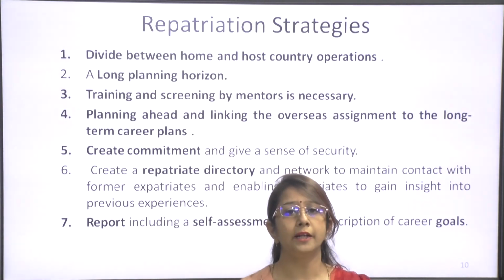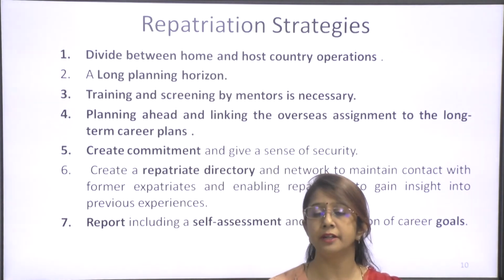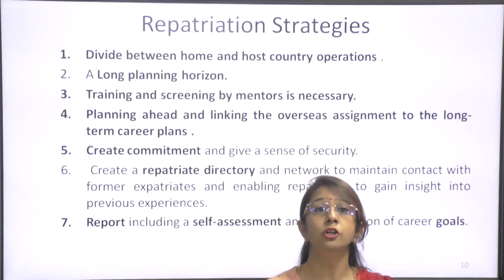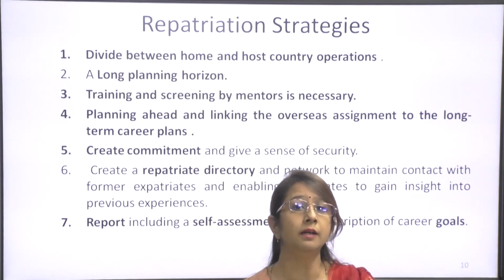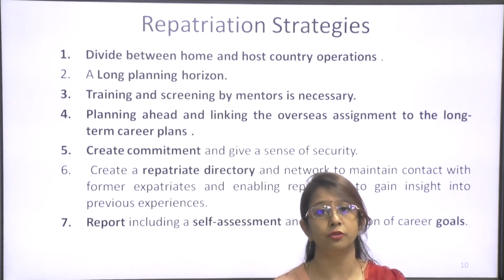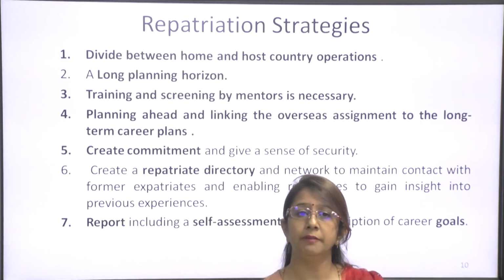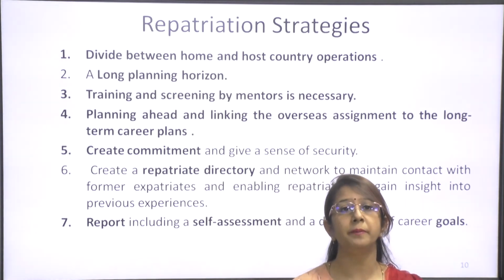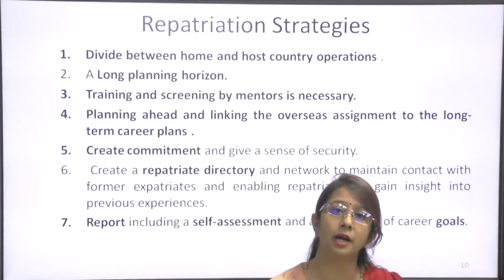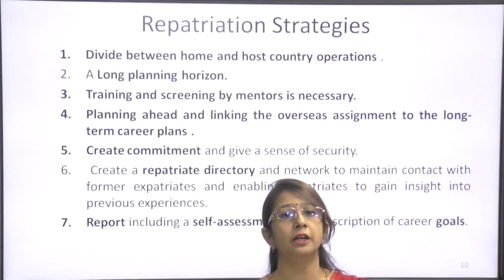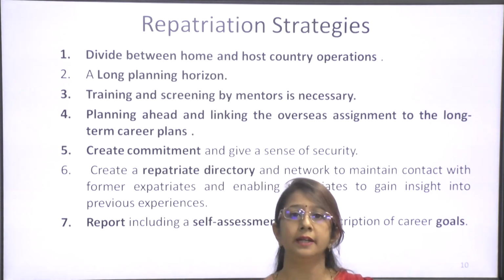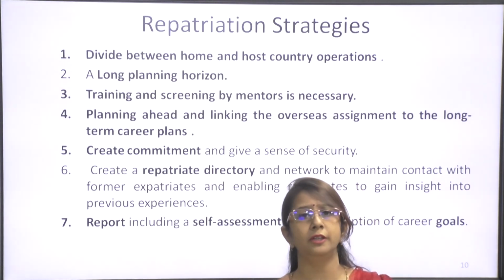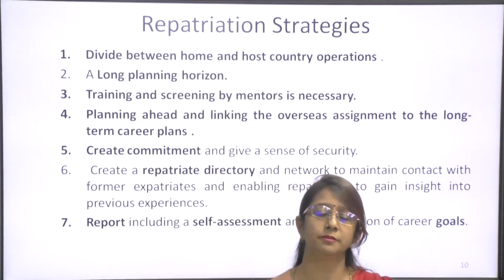Then a long term planning horizon: your repatriation should always be accompanied along with the expatriation. That means, along with expatriation you need to give all the information till the person returns to the home country. So, this is very long term planning when we talk about repatriation strategies. Then training and screening by mentors is necessary. A trainer, screener or mentor can be attached to an expatriate who will be continuously in touch with this expatriate till he comes back to the home country. He will continuously give information about the various questions that come into the mind of the expatriate.